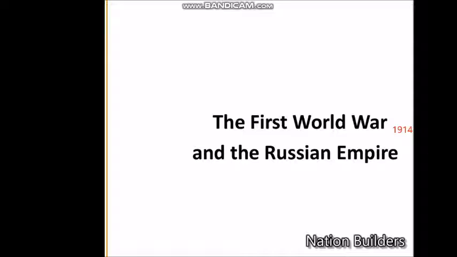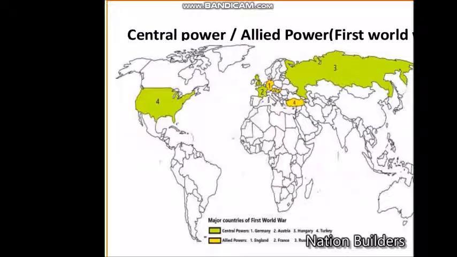The First World War took place in 1914. Before moving ahead, try to understand which powers and which countries were involved in the First World War: Central powers against Allied powers. The countries shown in green were called Central powers, and those in yellow were called Allied powers.